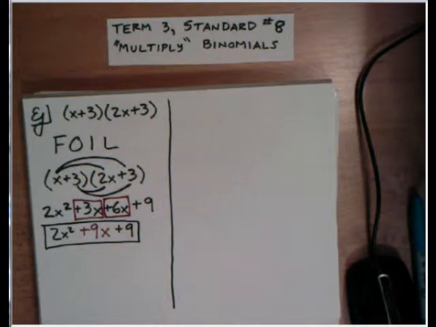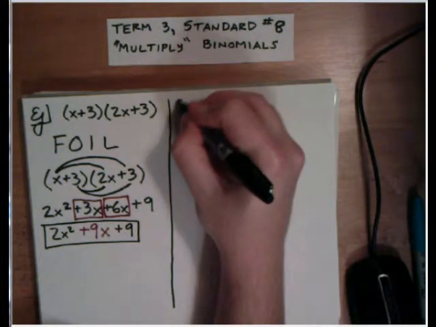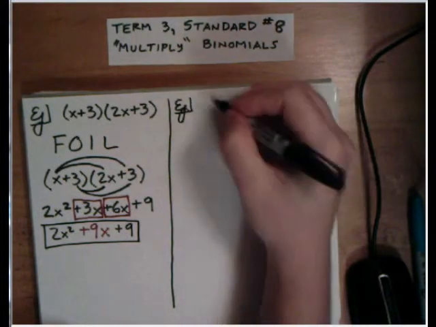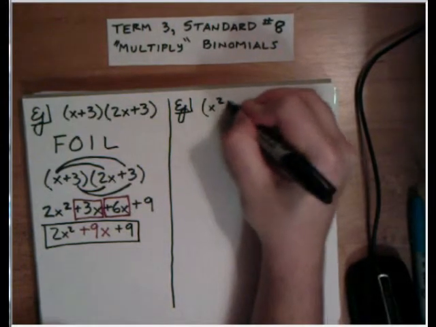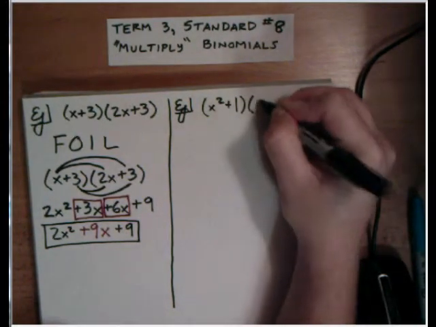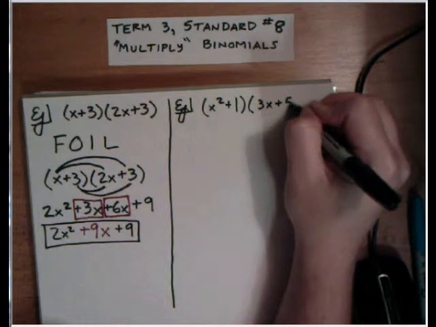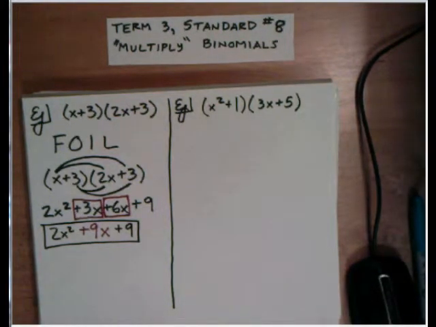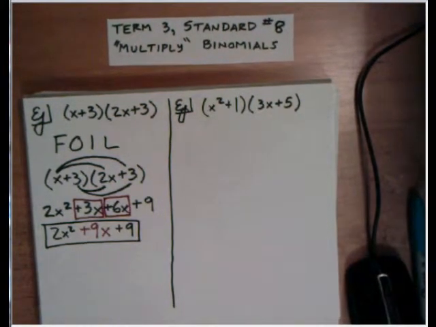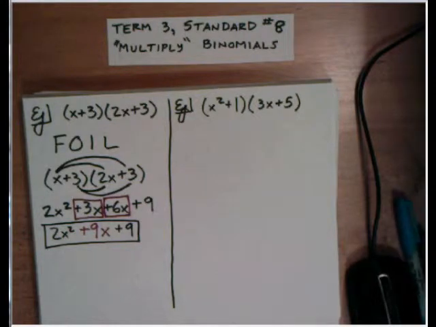Okay, next, let's do one more. We'll use the box method this time. So I'll get one with a little more interesting pieces in it maybe. Go with x squared plus 1 times 3x plus 5. There's nothing wrong with having an x squared in there, it just means that we've got to be careful when we multiply it out to make sure we do everything correctly with the exponents.